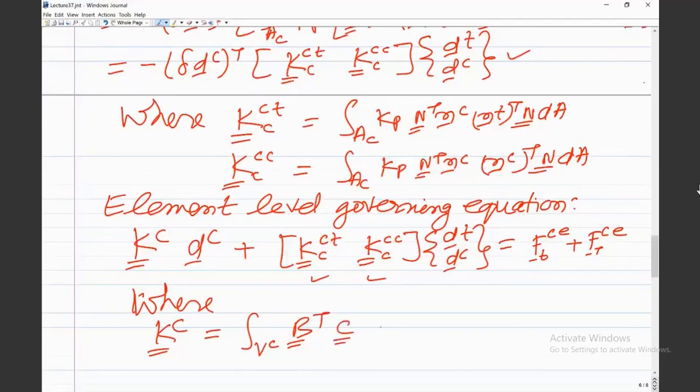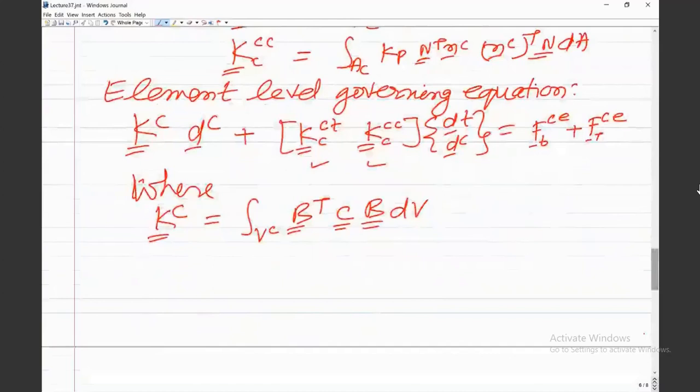The constitutive matrices for the target and contactor can actually be different. They could be of different material and things like that. Of course, both of them we are assuming as linear elastic, but the material could be different. So we have B into dV, so that's your stiffness matrix for the contactor element.